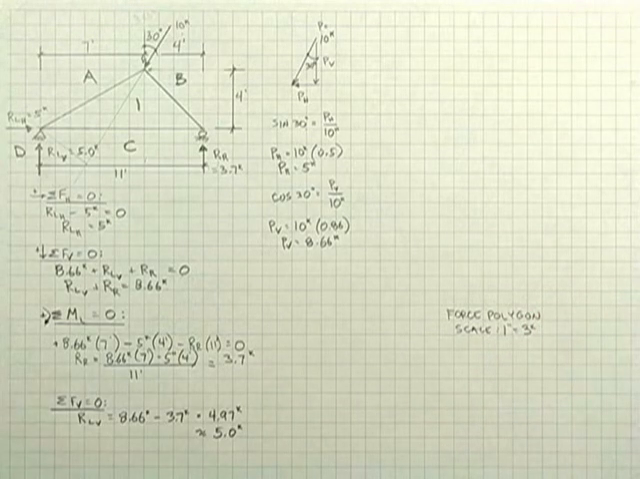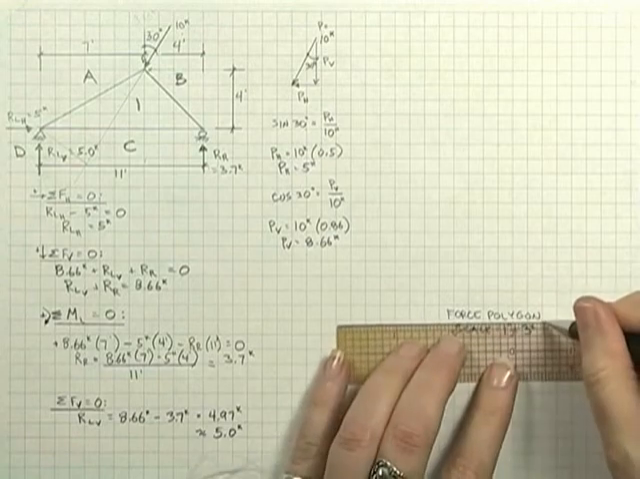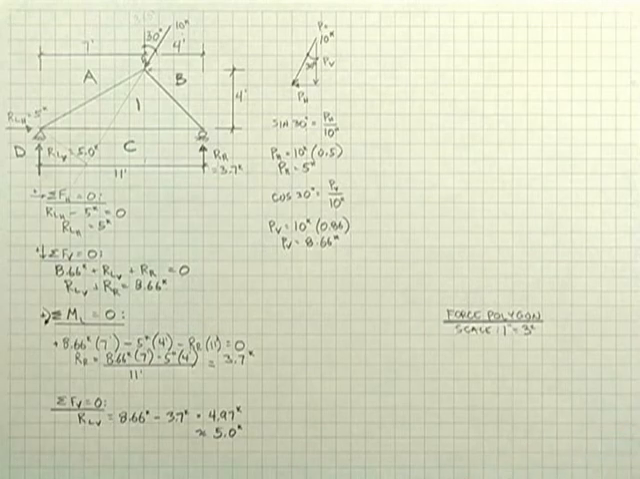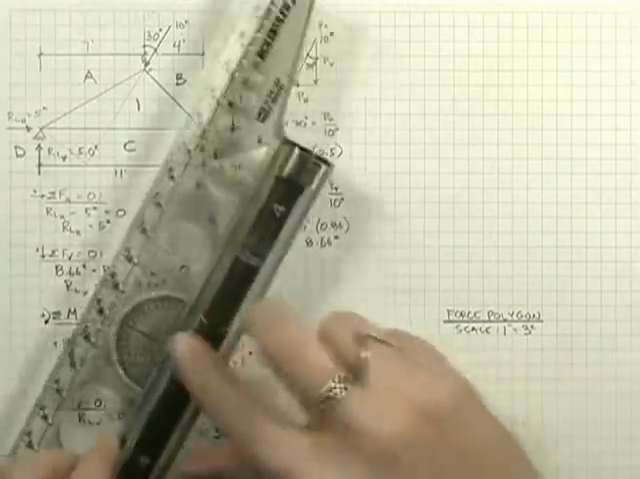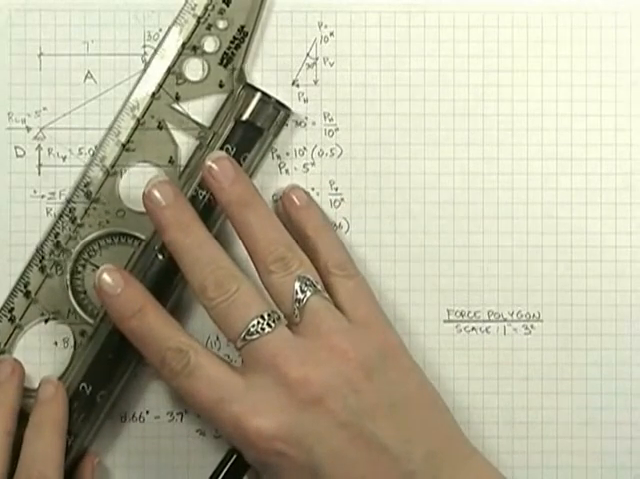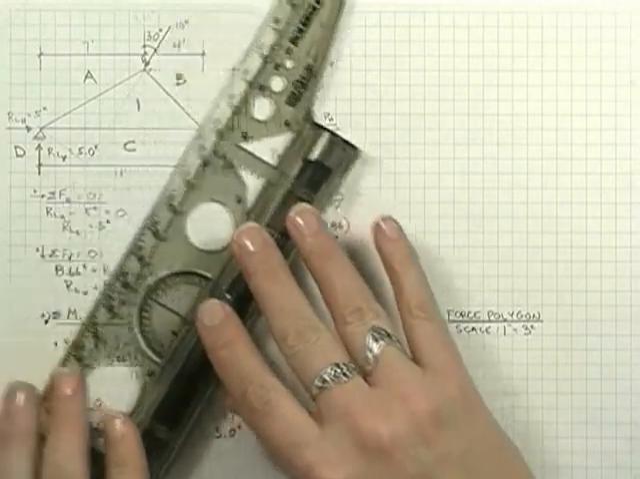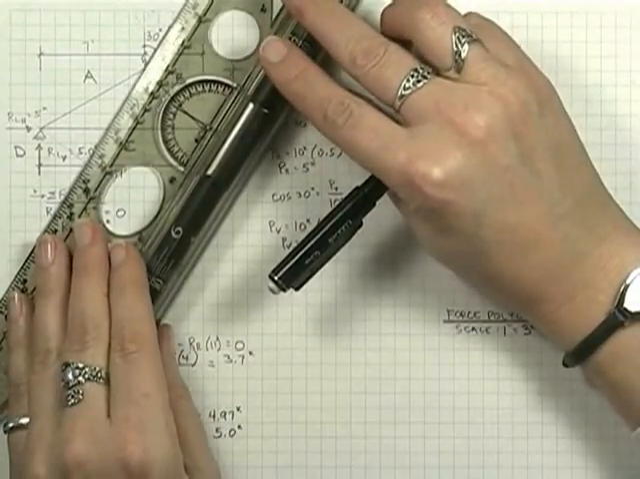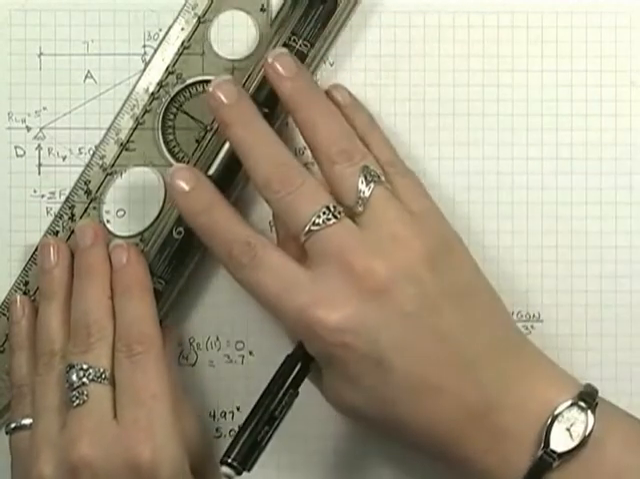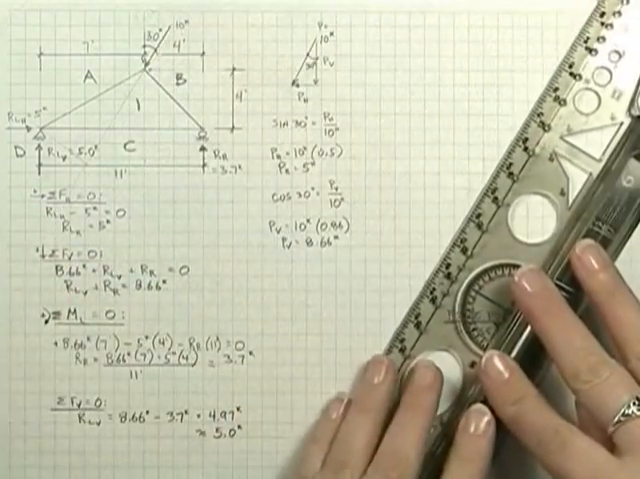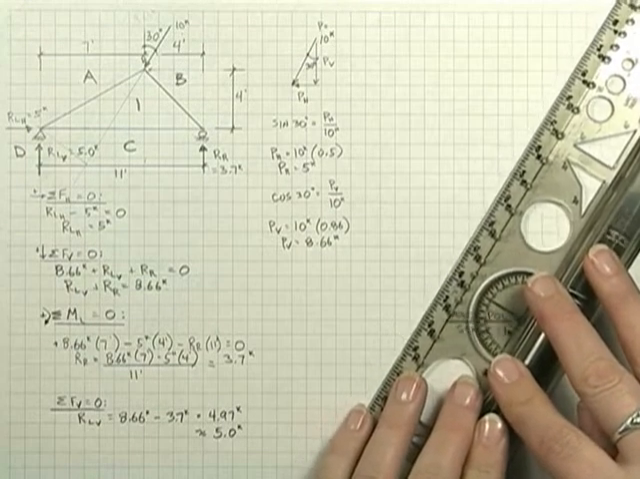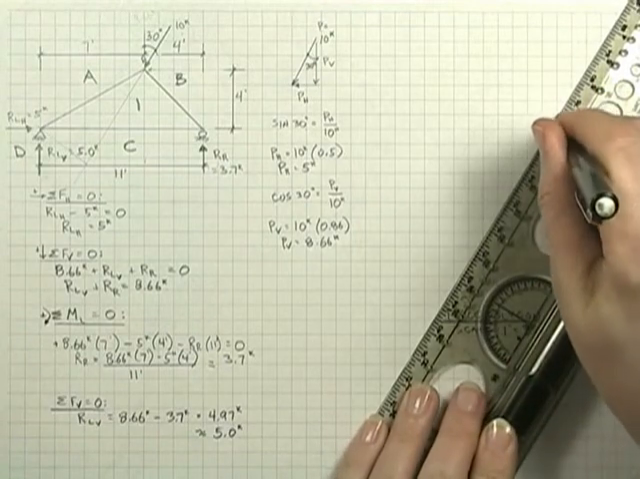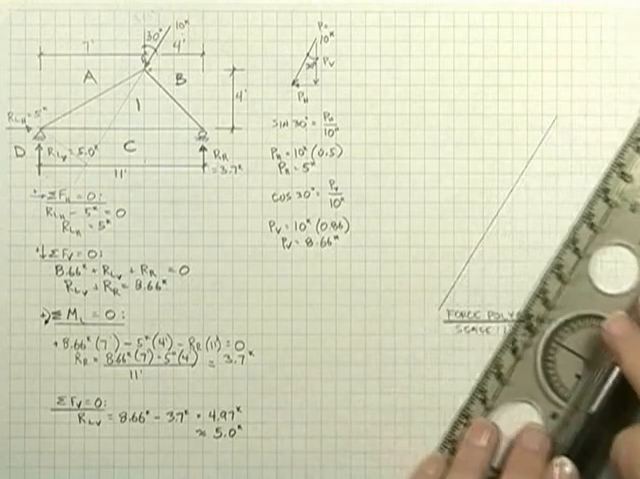In other words, 1 inch is going to be equal to 3 kips. Now our original force of 10 kips is acting at 30 degrees, so we need to transfer that force at 30 degrees. I need to move up here, we have enough room. Again, it's very important to do this as accurately as you can because the accuracy of your result is going to be dependent on the accuracy of your construction. So that establishes the angle of my force.